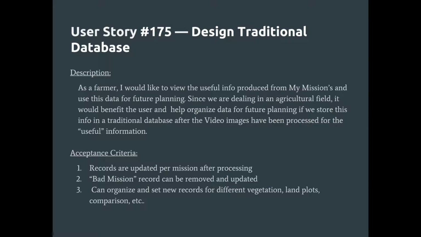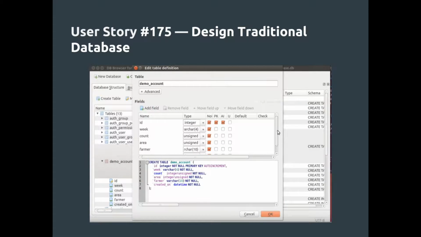User story number 175. Design a traditional database. Since the core of the project was tracking stats about crops, the necessity for a database was almost obvious. In this version, the big thing is really correlating yield count and time. The database is obviously tied to the website in order to mirror the info to the user's point of view. The acceptance criteria would be that the records are updated per mission. You can erase bad data, and organize the schema in whatever way.